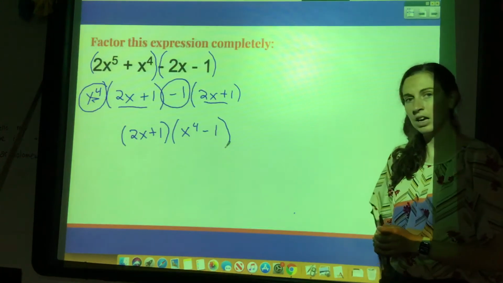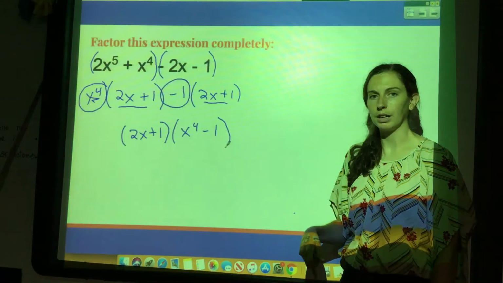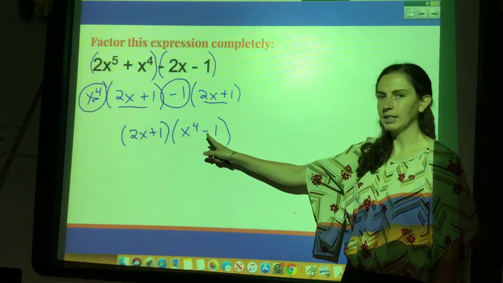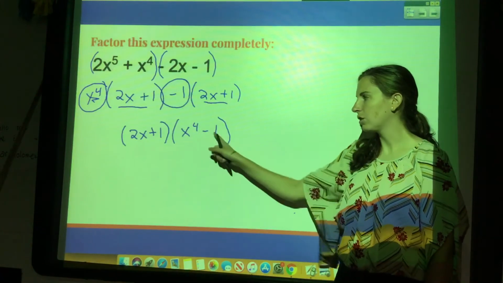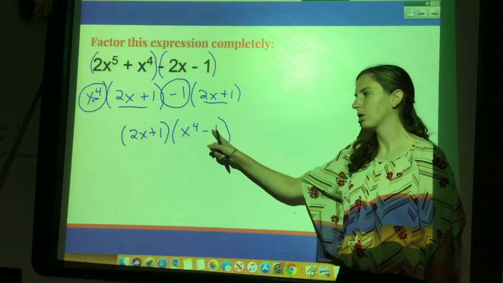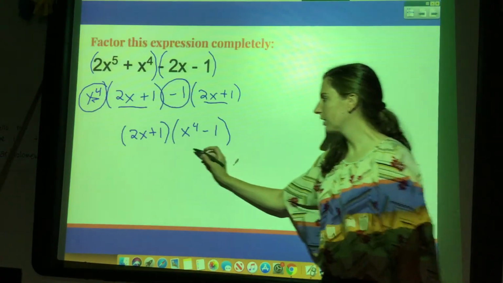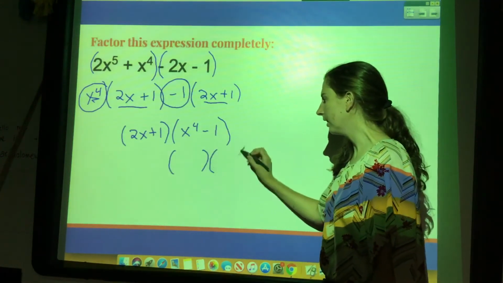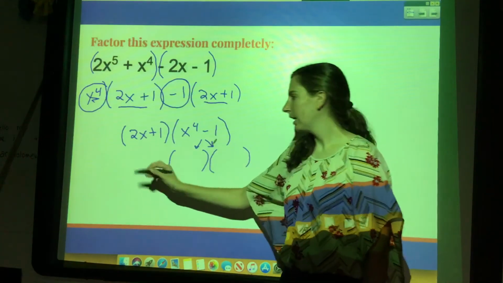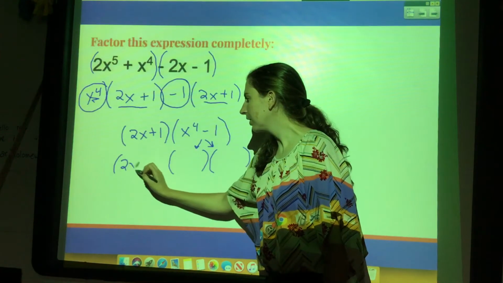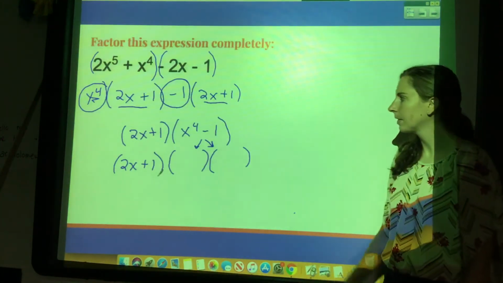You may notice, though, that we're actually not done. This one keeps going, and it's the difference of maybe 2 perfect cubes, but in this case, it's 2 perfect squares, things that I could square root evenly. So I'm going to use the difference of squares and split this into 2 factors. This one is not the difference or sum of squares, so we're just going to leave it as it is.